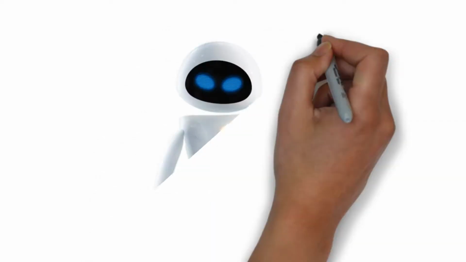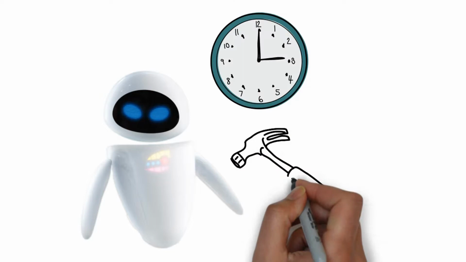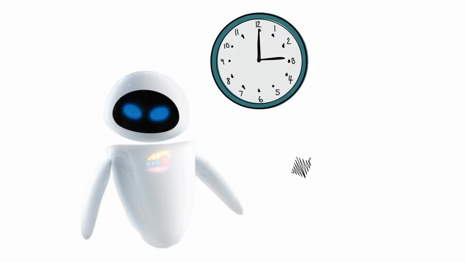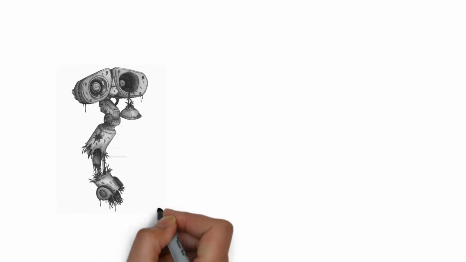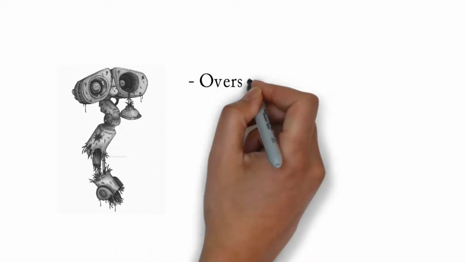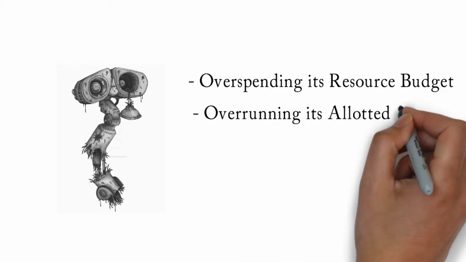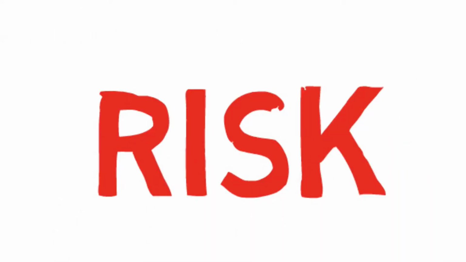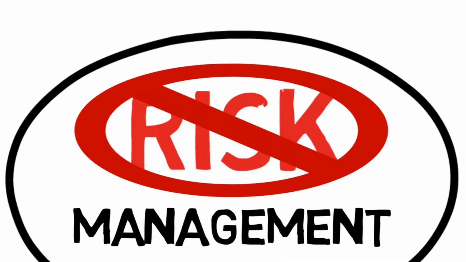An engineering project is expected to produce a reliable product within a limited time using limited resources. Projects, however, run the risk of not producing the desired output of the product. It's because of overspending its resource budget or overrunning its allotted time. So, let me share some knowledge about risk management in order to lessen the risk you may take.